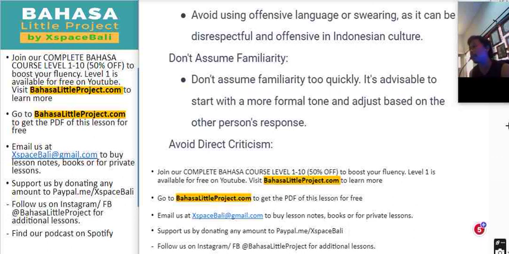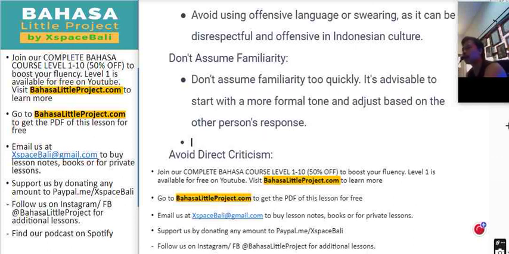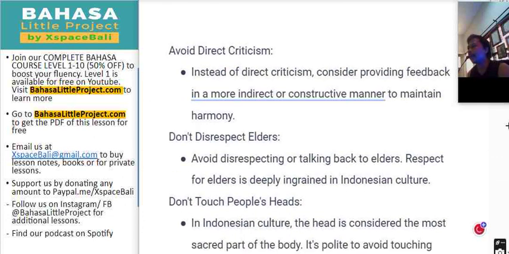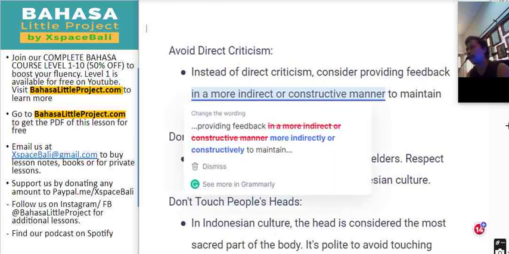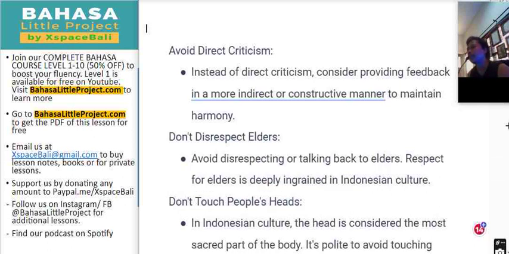Don't assume familiarity too quickly. Again, if you meet a person for the very first time, you should stick with formal Bahasa Indonesia. Now, next one is avoid direct criticism. You should consider providing feedback in a more indirect and constructive manner to maintain harmony. This is just how Indonesian culture is. We tend to avoid direct criticism. We tend to find another way, an indirect, constructive way, to criticize something or somebody.